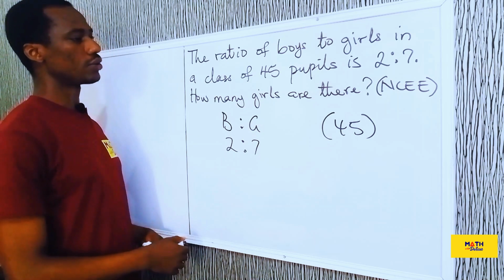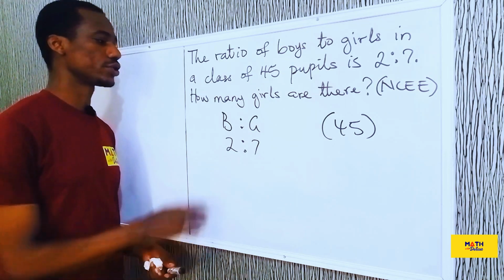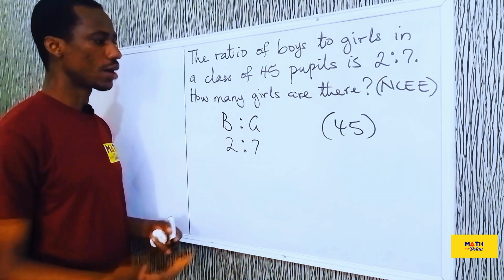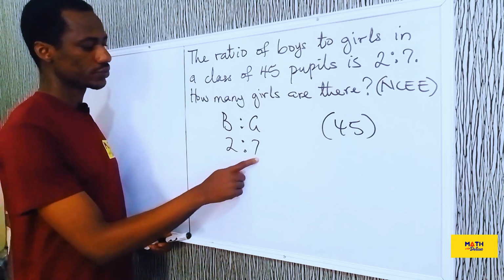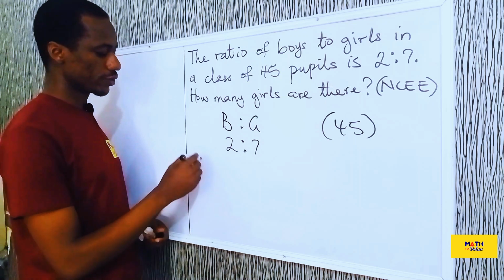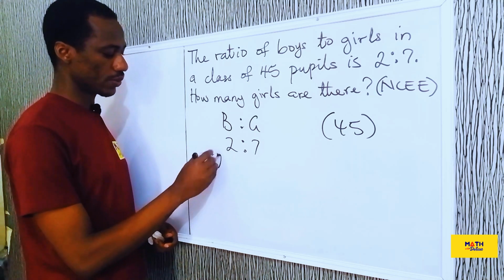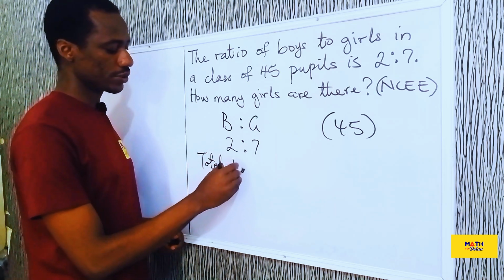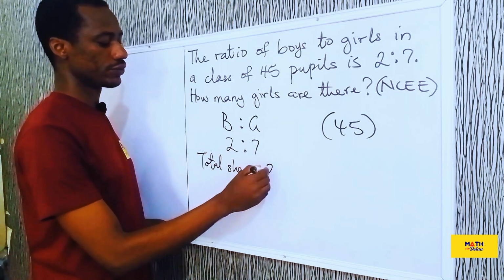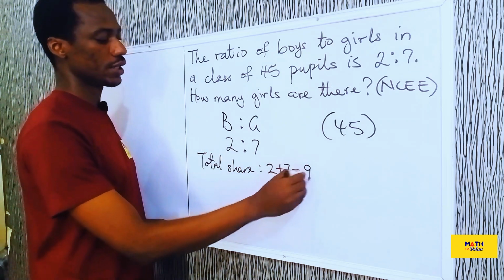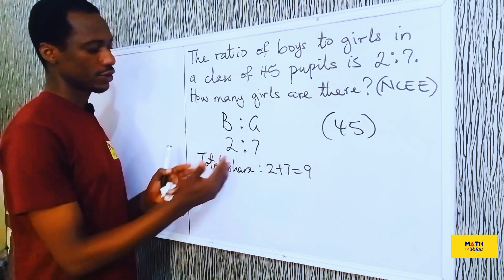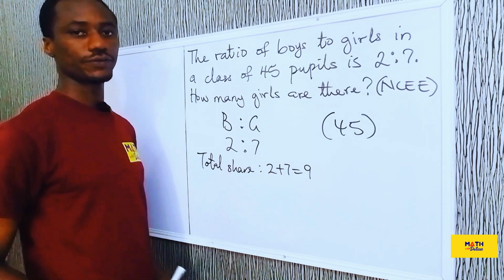Okay, so now the main part of the question says we should find how many girls are in the class. So how many girls do we have in the class? All right, the ratio of girls is 7. But first, we need to know the total share. All right, so how many places were the portions shared? So that would be the addition of the ratio, 2 plus 7, and that is 9. All right, so shared into 9 places, 2 for boys and 7 for girls.